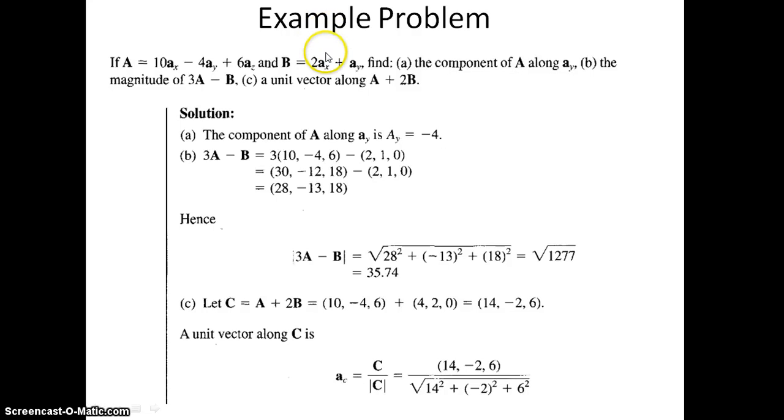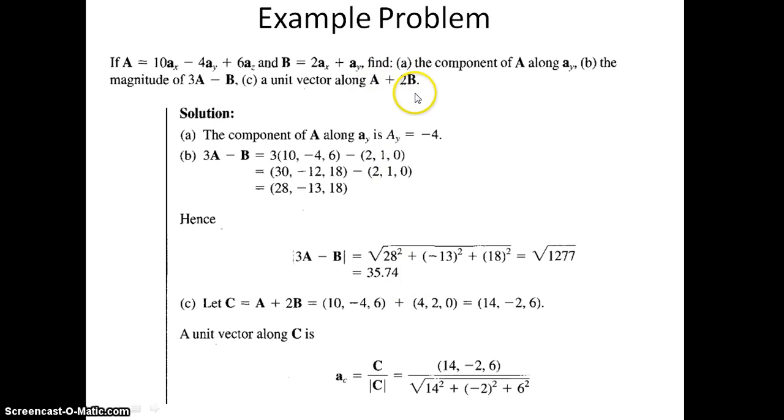A value given, B value given. The component of A along Ay is minus 4. Next, the magnitude of 3A minus B has been asked. Multiply the A vector by 3, so 3A minus B is 3 into 10 minus 4, 6, minus B, which is 2 into 1, 0. Once you find this point, the magnitude is simply the square root of the sum of squares: root of 28 square plus 13 square plus 18 square. So, the answer is 35.74.